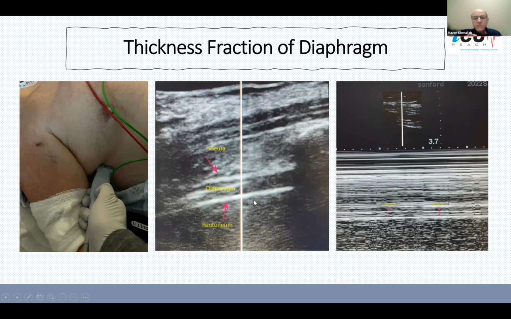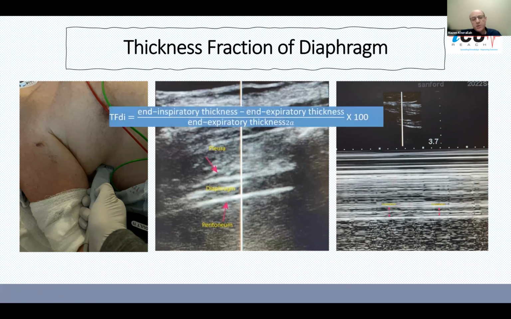And you can look at the difference between inspiration and expiration. So you measure the end inspiratory thickness, you subtract the end expiratory thickness from the end inspiratory thickness, and you divide by the end expiratory thickness, and you get the thickness fraction of the diaphragm. The target is that we need it more than 15%, but less than 30%. In some references, you see up to 40%.